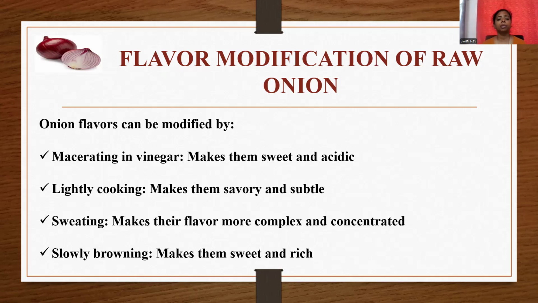The second processing that we do is light cooking of the onion. Whenever we are cooking the onion very lightly on a very low flame, it makes them savory and the flavor of the actual onion decreases, it becomes subtle. The pungency reduces significantly.